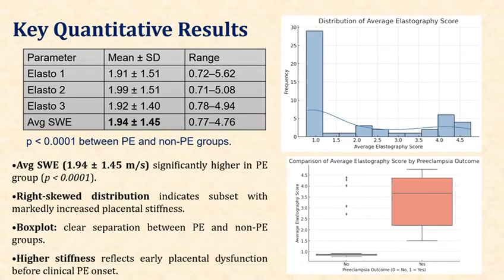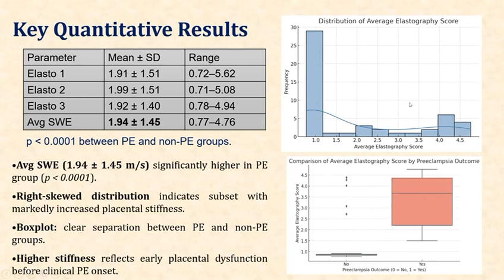On quantitative analysis, the mean placental shear wave elastography value was significantly higher in pregnancies that subsequently developed preeclampsia, with an average shear wave elastography of 1.94 plus minus 1.45 meters per second, and this difference was statistically significant with a p value of less than 0.0001.